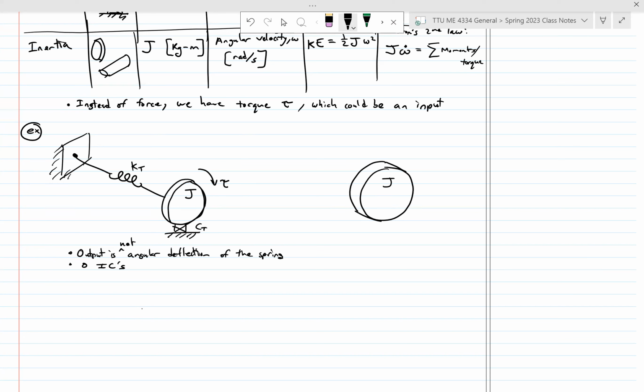Torque, which torque? The applied torque? This torque? So we're just going to draw that one again. Okay, sure. That's one of them, right? That's our external torque, right? That's our control input, right? So maybe we should identify that as such.